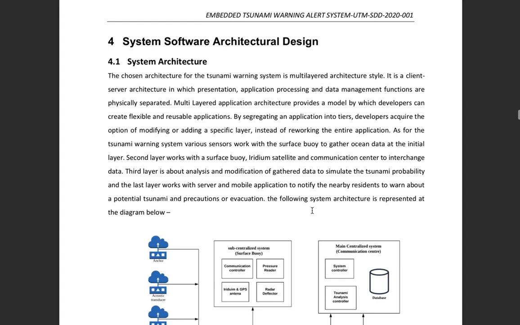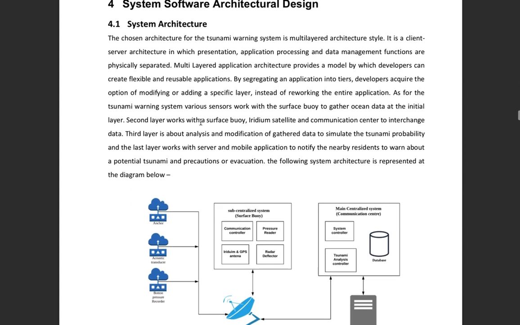So the next part is our system architecture design. For our chosen architecture, we have selected the multi-layered architectural style. It is a client-server architecture in which presentation, application processing, and data management functions are physically separated, which means that if we need to work on a particular subject, we don't have to work on the whole application, but we can rather select a particular layer and work on that.